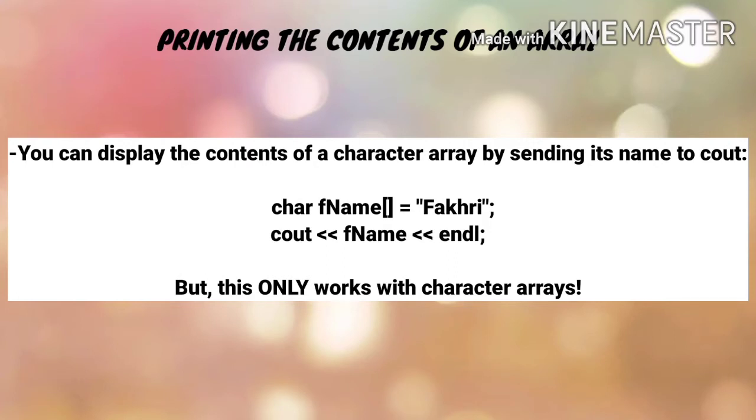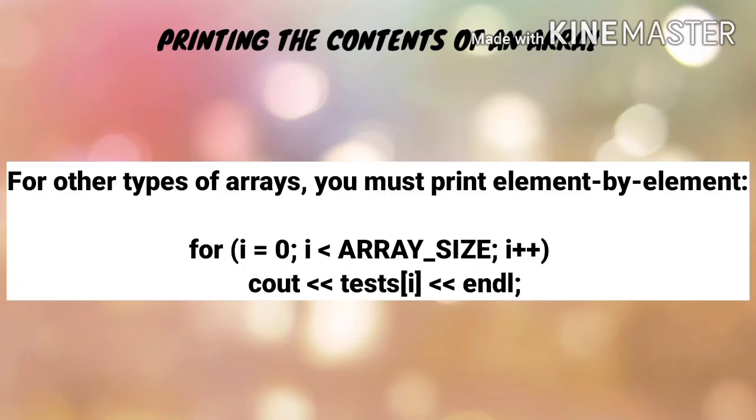Next, printing the contents of an array. You can display the contents of a character array by sending its name to cout. For example, for a character array name, you can just cout the character array. But this only works with character arrays. For other types of arrays, you must print element by element. The example is shown below.